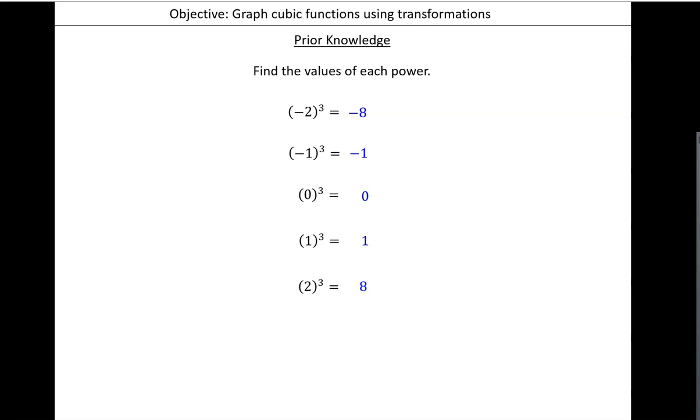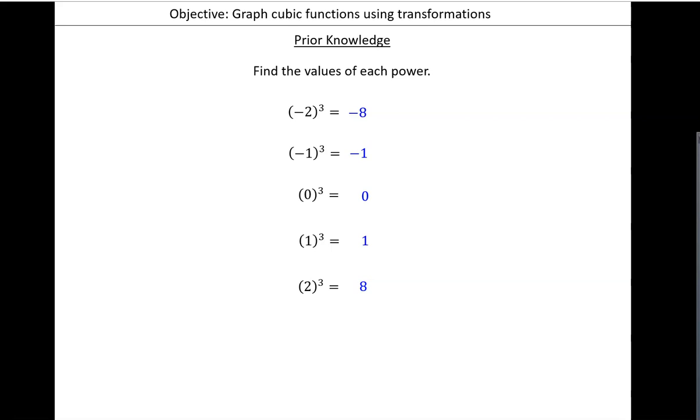Here, we will use the key points of what we call the parent function, and we will always transform these same points for these cubic function problems. So that requires that we have a knowledge of when we raise integers to the third power, what it's equal to. Understanding that -2 to the third power, which means -2 times -2 times -2, will equal -8. And -1 to the third power would be -1.